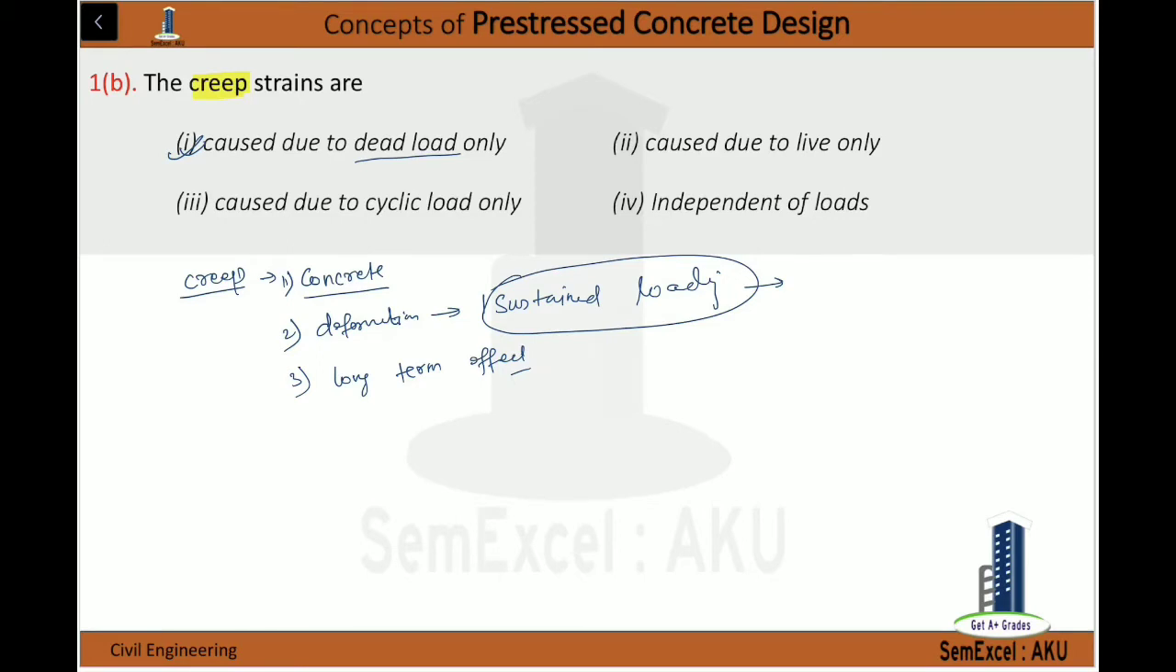Since live load keeps on changing, like sometimes the live load may be 2 kN per meter, and after 1 hour the live load reduces to 0. Third option is caused due to cyclic load. No, for cyclic load we have a phenomenon known as fatigue. And the fourth one is independent of load. No, if there is no load on the concrete structure, then there will not be any creep strain, right?